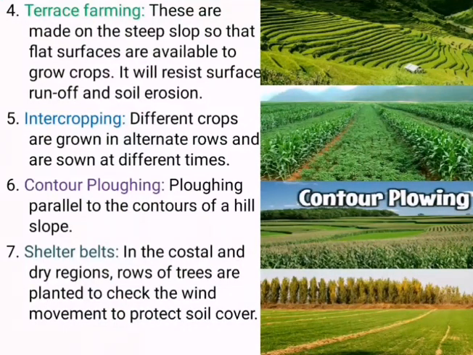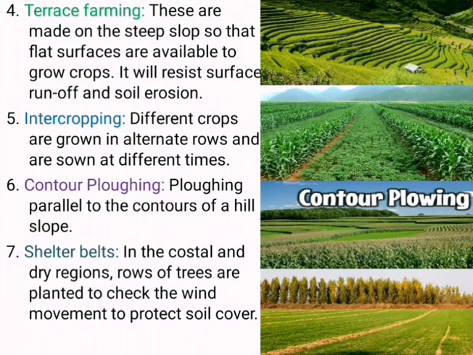Fourth one is terrace farming. These are made on the steep slope so that flat surfaces are available to grow crops. It will resist further runoff and soil erosion. In the slopey area, the farmers will make a flat platform to cultivate crops. It will avoid the soil erosion, which we can see in the first image.